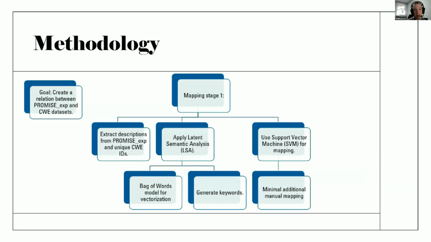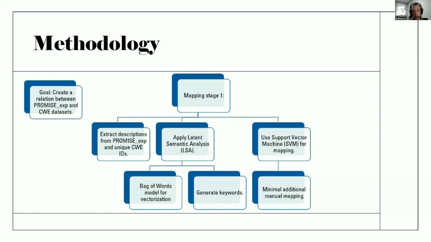So getting into the methodology section here, before we could start training our algorithms, we needed to make our training set, meaning we would have to create a mapped relation between the promise_exp and CWE datasets. The mapping was 2 stages long, and in the first stage, we took a roughly 900-line text file from the promise_exp dataset with each line containing a textual description of a software requirement.